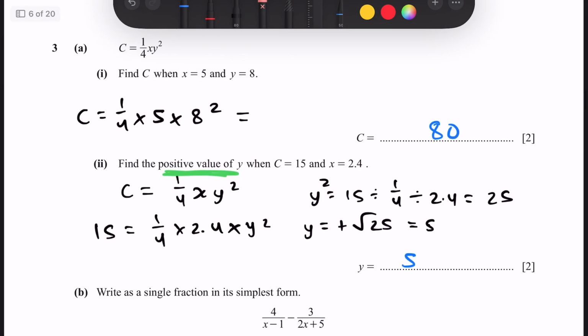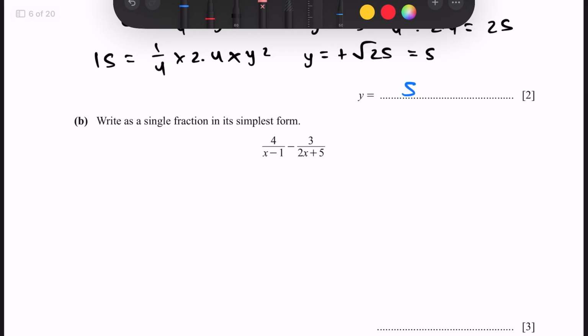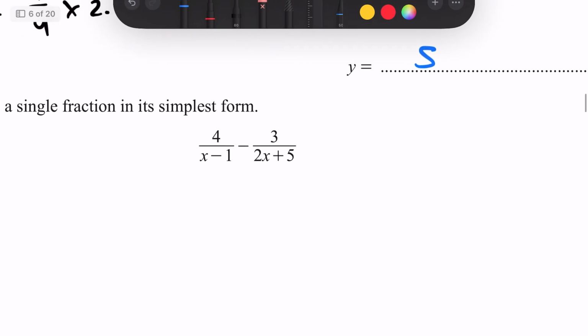Part B says to write as a single fraction in its simplest form 4 divided by x minus 1 minus 3 divided by 2x plus 5. So for this we have a simple rule. We first multiply the numerator of the left fraction by the denominator of the right fraction. So we multiply 4 with 2x plus 5. So 4 times 2x plus 5.